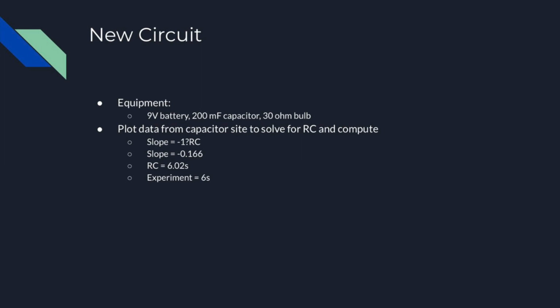The equipment we used for the new circuit was a 9-volt battery, a 200 mF capacitor, and a 30 ohm bulb. We plotted the data from the capacitor side to compute RC. The slope was negative 1 over RC, the slope was negative 0.166, the RC was 6.02, and the experiment took about 6 seconds to complete.